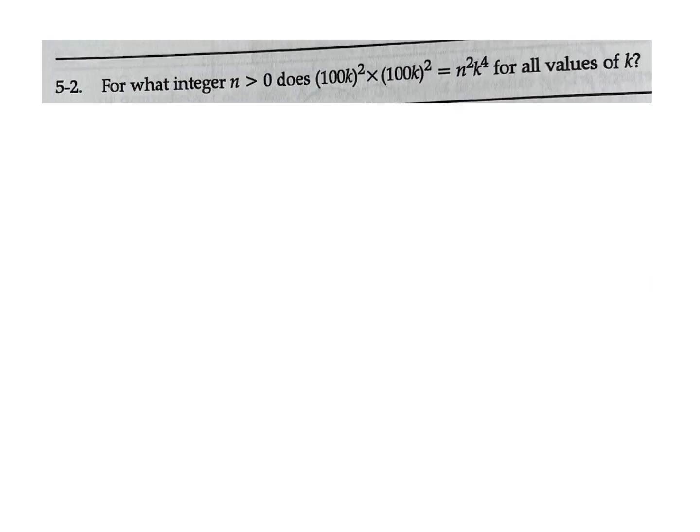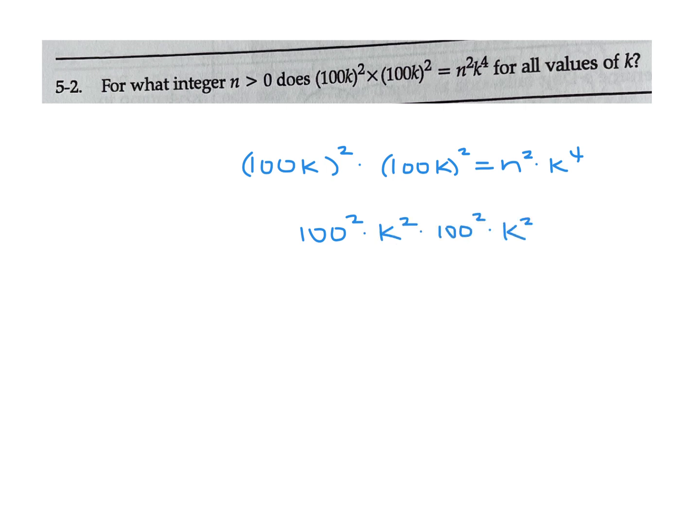For what integer n greater than 0 is 100k squared times 100k squared equal to n squared times k to the power of 4 for all values of k? So 100k squared times 100k squared is equal to n squared times k to the power of 4. So 100 squared times k squared, 100 squared times k squared, and then we have this stuff here.